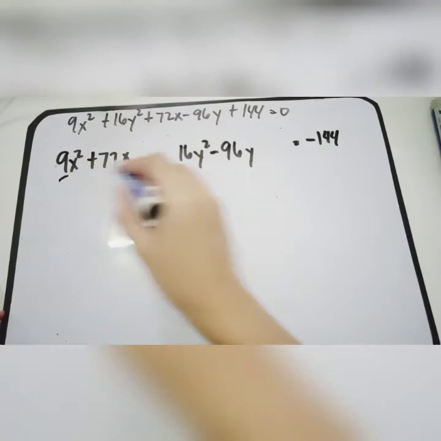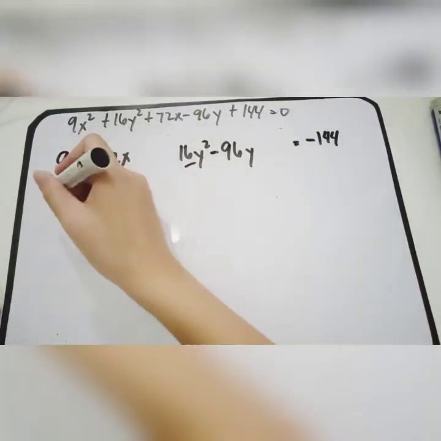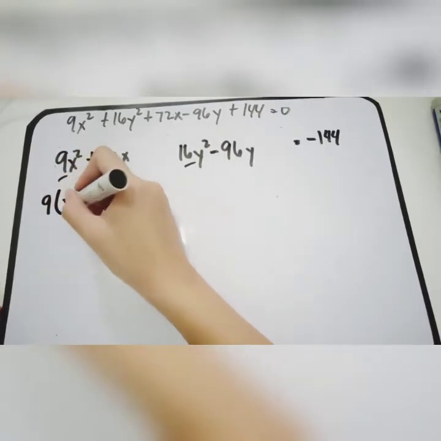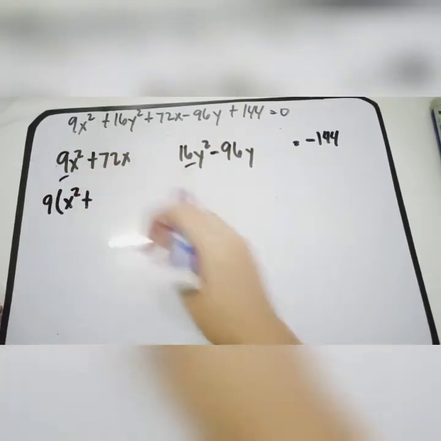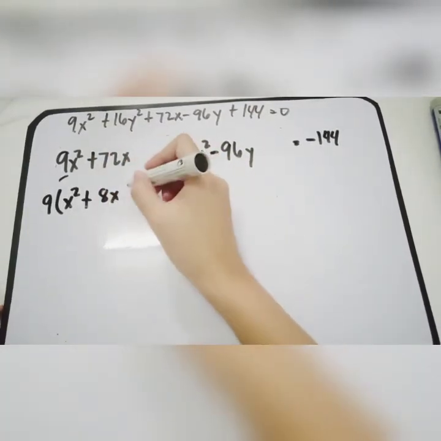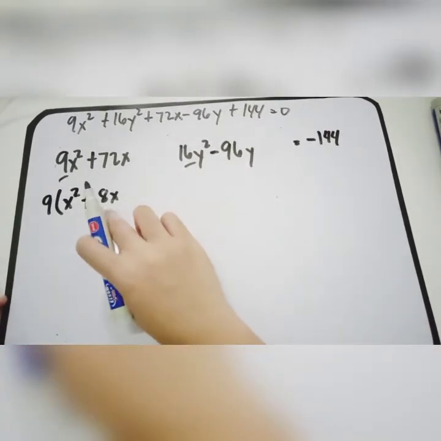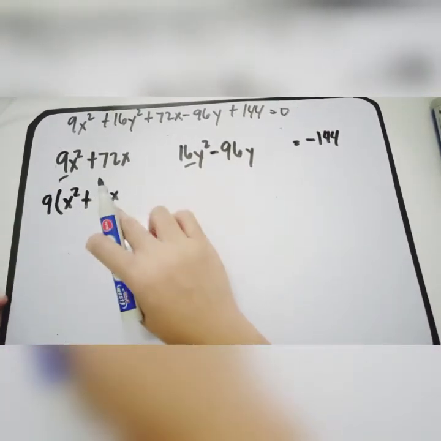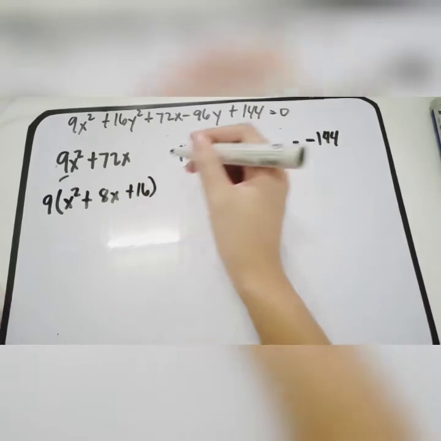So, ito si 9 at saka si 16, i-factor out natin sila. So, magiging 9x squared plus, so 72 divided by 9 is equal to 8x. Then, to get the third term, we have to divide the second term by 2 and then square. So, 8 divided by 2 is 4. So, 4 squared is equal to positive 16.